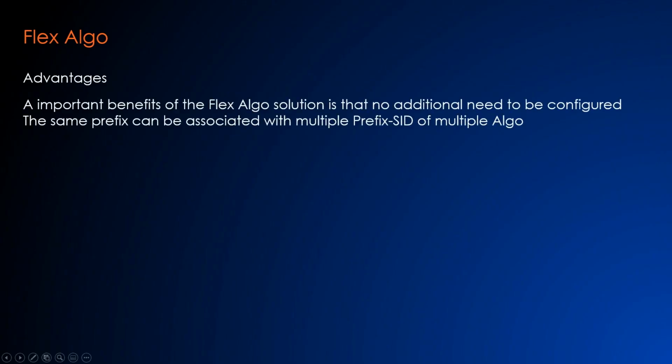So what is the advantage of using Flex Algo? An important benefit of the Flex Algo solution is that no additional addresses need to be configured. The same prefix can be associated with multiple prefix SIDs of multiple algos. Also, when used with SR-MPLS, one or more prefix SIDs are associated with a Flex Algo identifier, thereby providing a level of traffic engineering without any associated control plane overhead or additional label stack imposition.